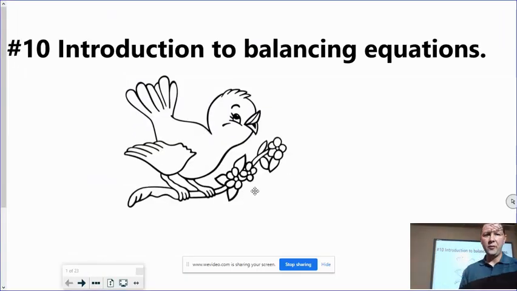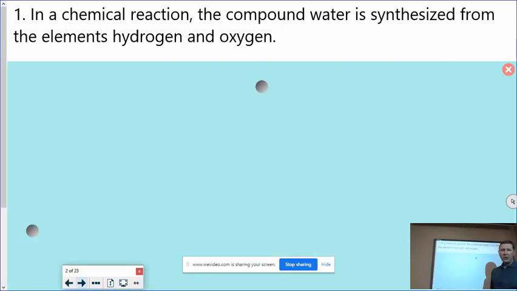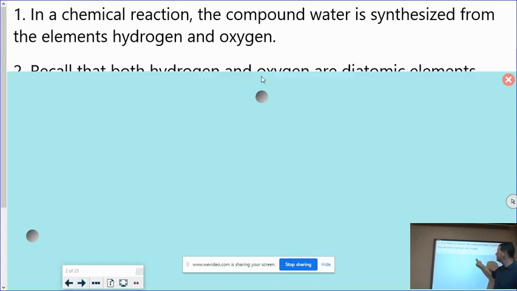Hi folks, we're going to be going over balancing equations, introducing you to this new topic. So we're going to go right through the worksheet.